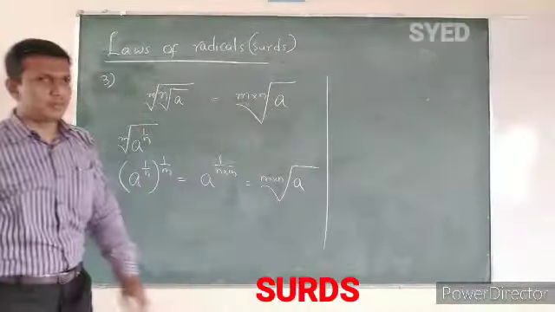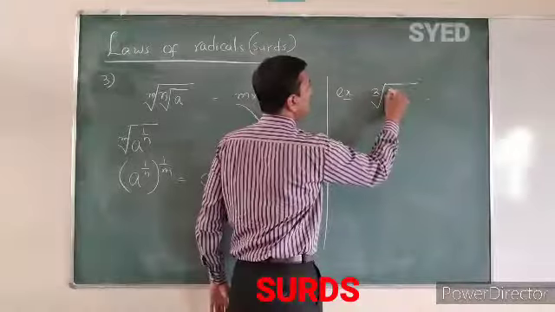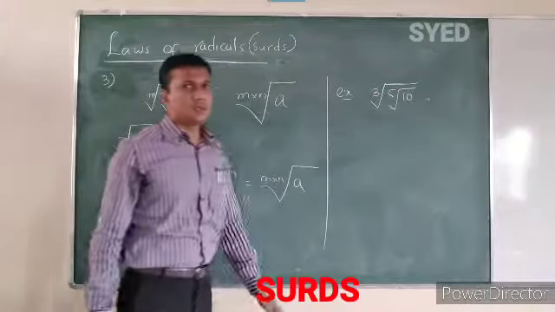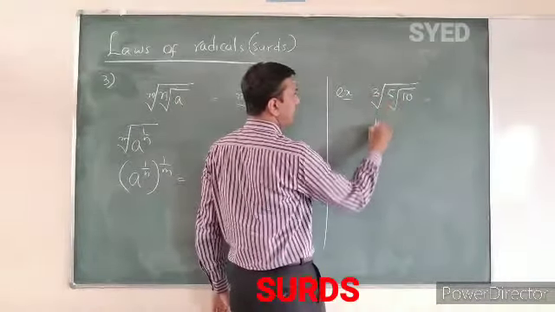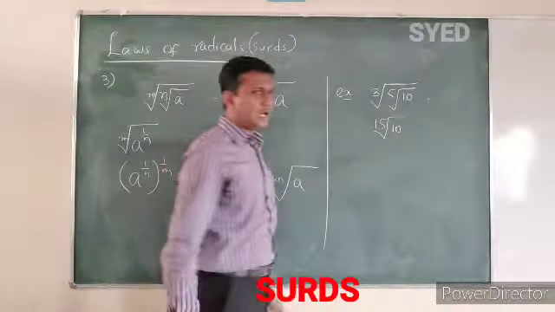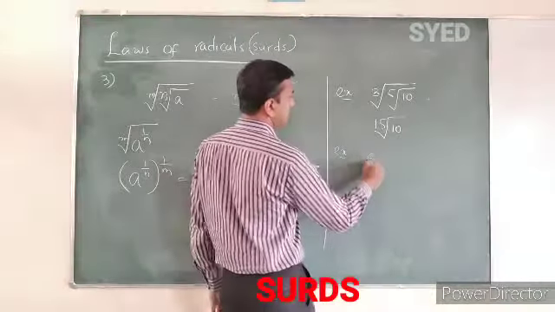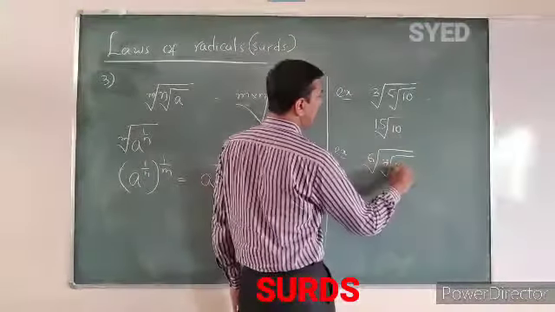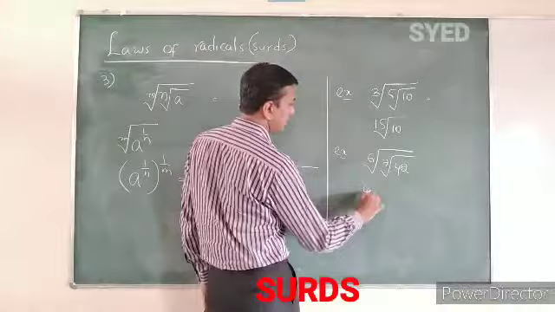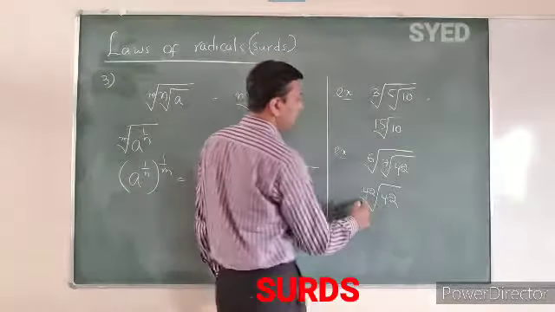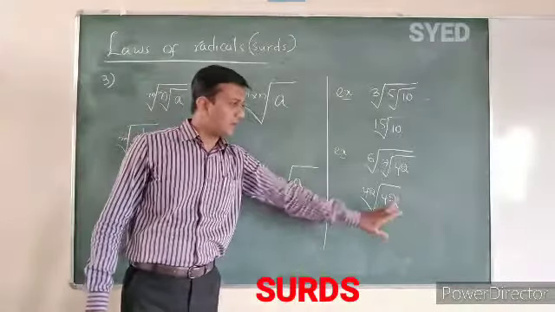We will see one example problem. Cube root of fifth root 10. This can be written as 3 into 5, the 15th root of 10. One more example please. 6th root of 7th root of 42. 6 sevens are 42. The 42nd root of 42.